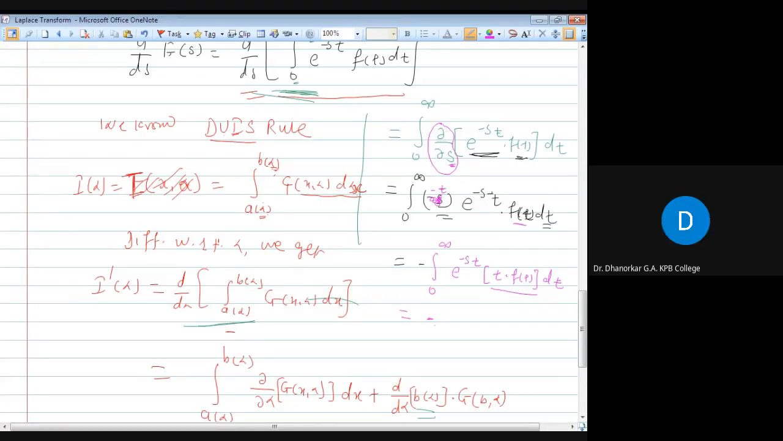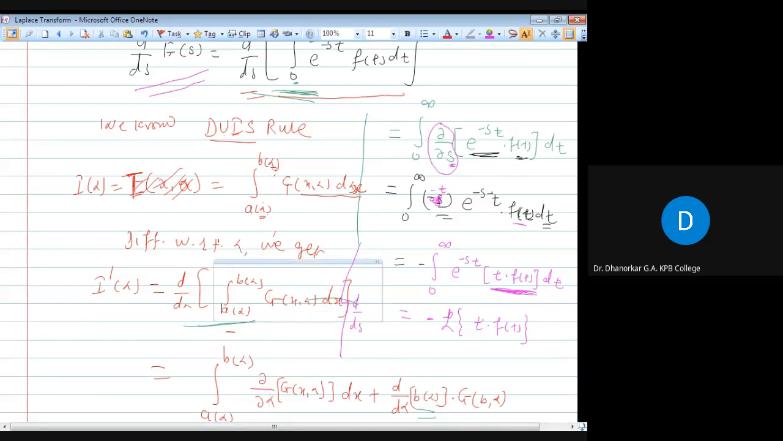Okay, sir. And now we are getting this total term. I will suppose this total term is another function. This is nothing but, as per our definition, the Laplace transform of this function. I will write here: this is the Laplace transform of t into f of t. And what is our left side? Left side is this derivative. I will write this left side as d by ds of f of s.